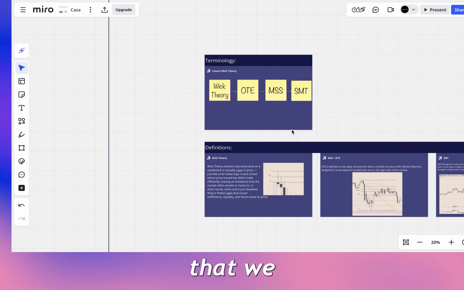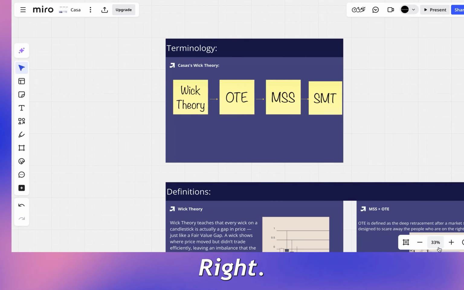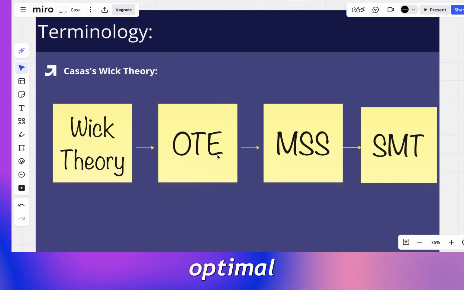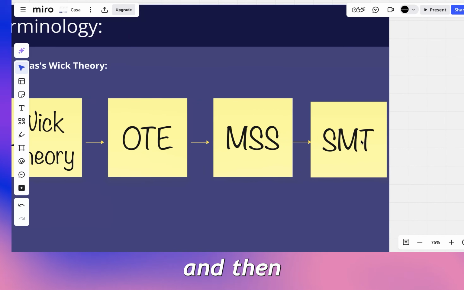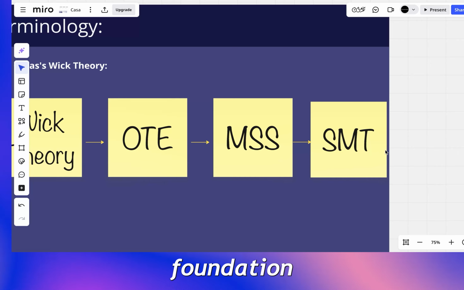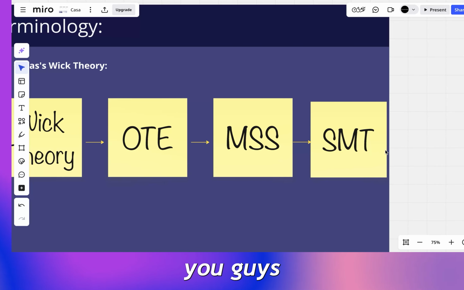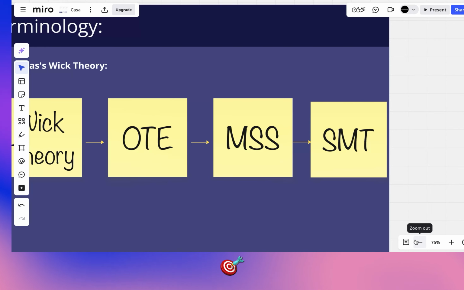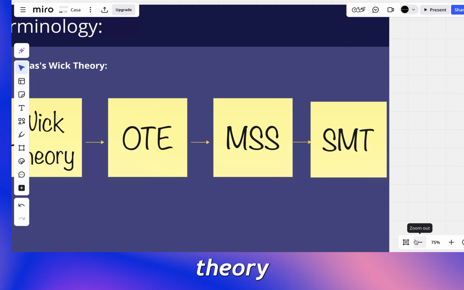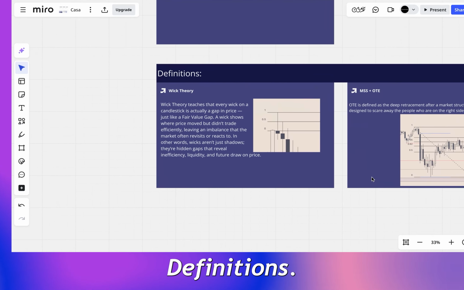So some terminology that we need to know beforehand is what wick theory is in itself, right? Let me zoom in a little more. What optimal time entries or OTEs are, market structure shifts, and then SMTs. All are going to be the foundation to the exact confirmation model that I'm going to be sharing with you guys on Casa Wick Theory. We're going to be running through some examples, the 2 different types of Casa Wick Theory and everything, so stay tuned for that. Definitions, right?